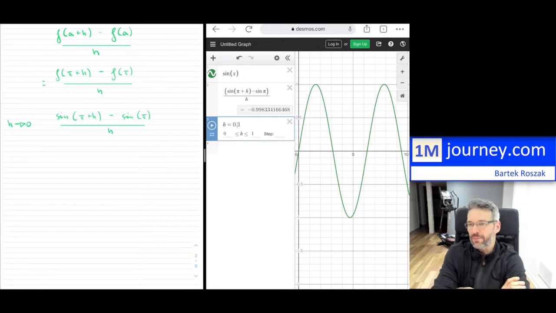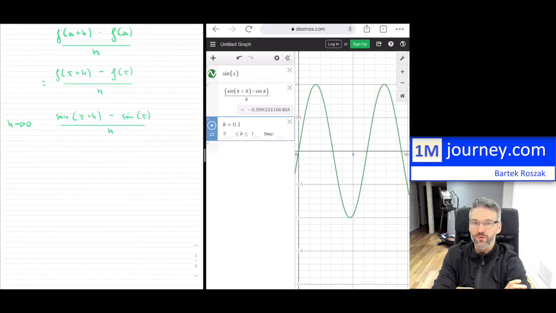All right, so welcome back. So here's pi. Basically, I just plugged it in. I pulled up Desmos just so that you can see. Within Desmos, I put sine of pi plus h, minus sine of pi, over h. And then we can make h as small as possible. So notice I put 0.1, and then the value is negative 0.11, and so on.